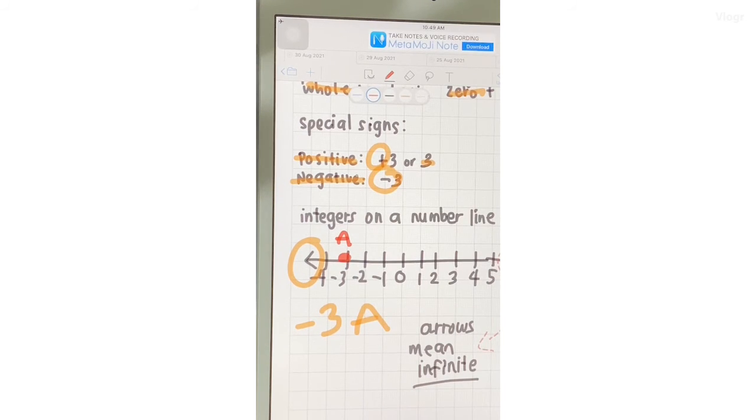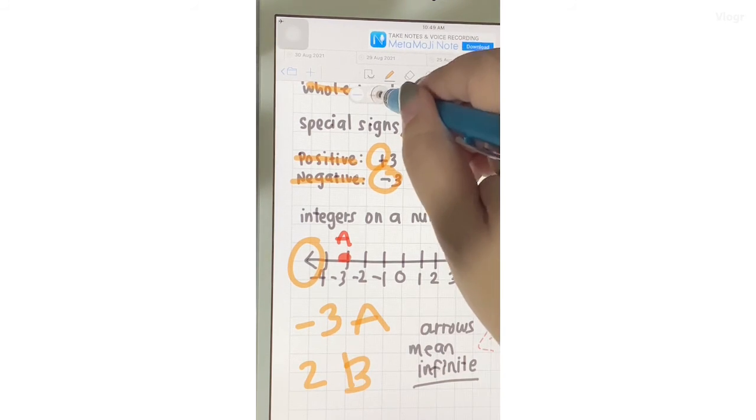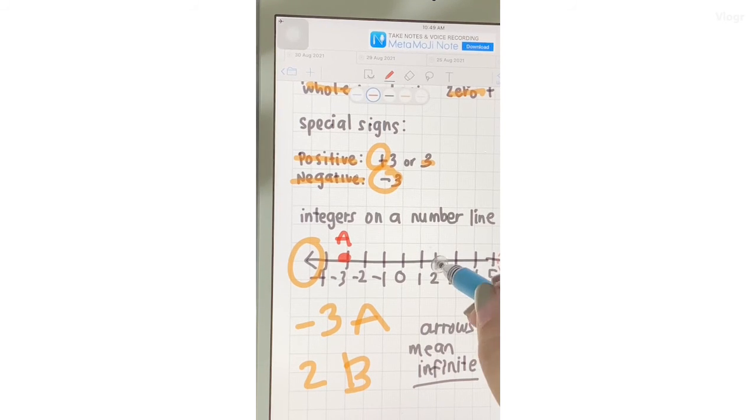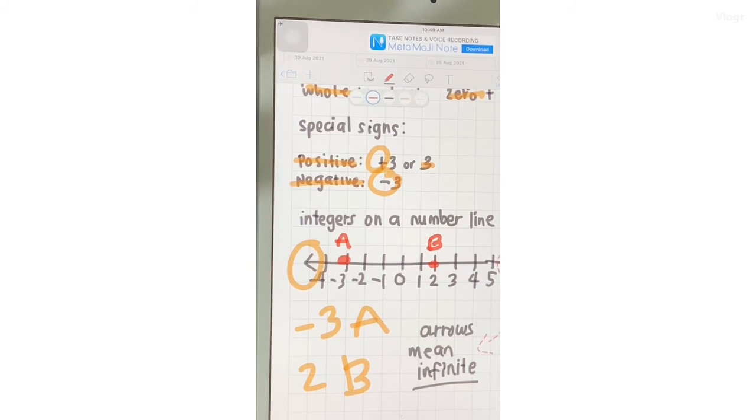That's it. Now, if I tell you, please look for 2 or positive 2 and mark it point B, all I have to do is to look for 2 on the number line, put a point on it, and then name that point B. That's it. It's as easy as that.